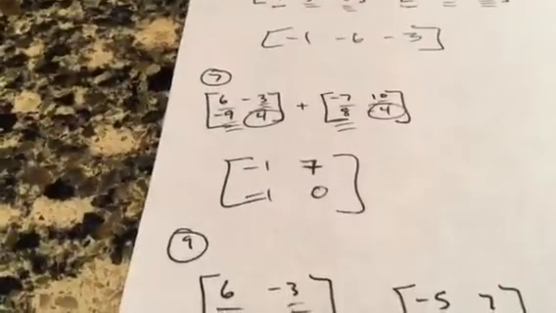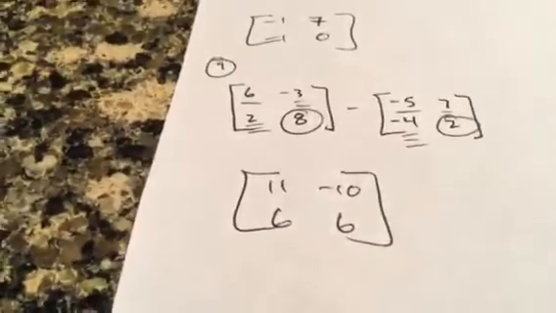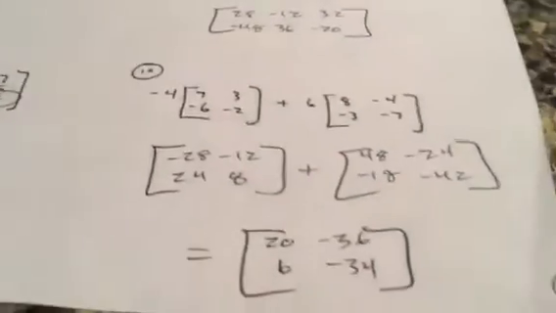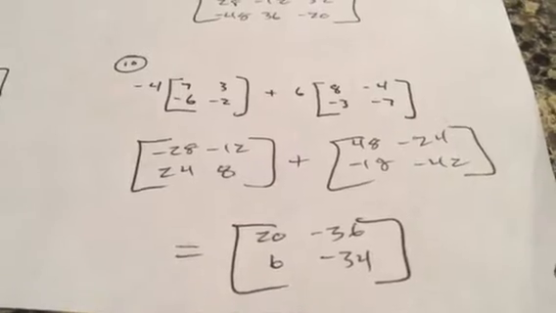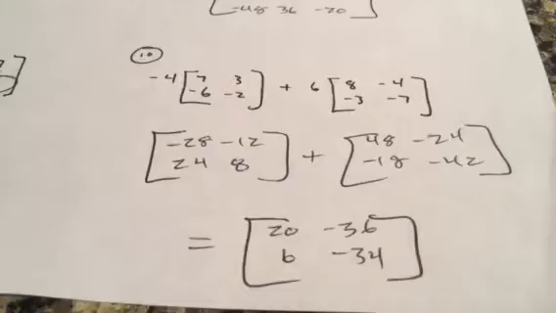Here's number 7. There's number 8. Just multiply everything by 4. Number 9, 6 minus a -5, -3 minus 7, and so forth. There's 10. Multiply the first matrix by -4, the second one by 6, and then add them up. -28 plus 48 is 20. -12 plus -24 is -36. You get the point there.